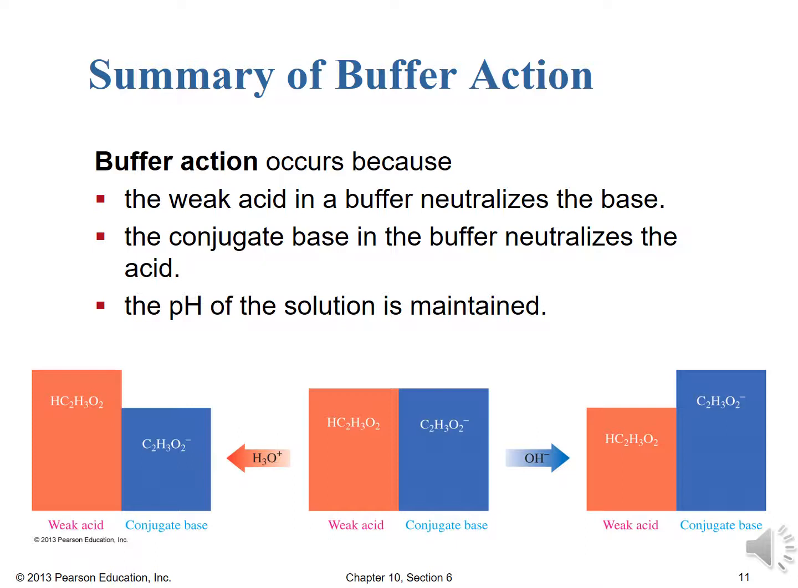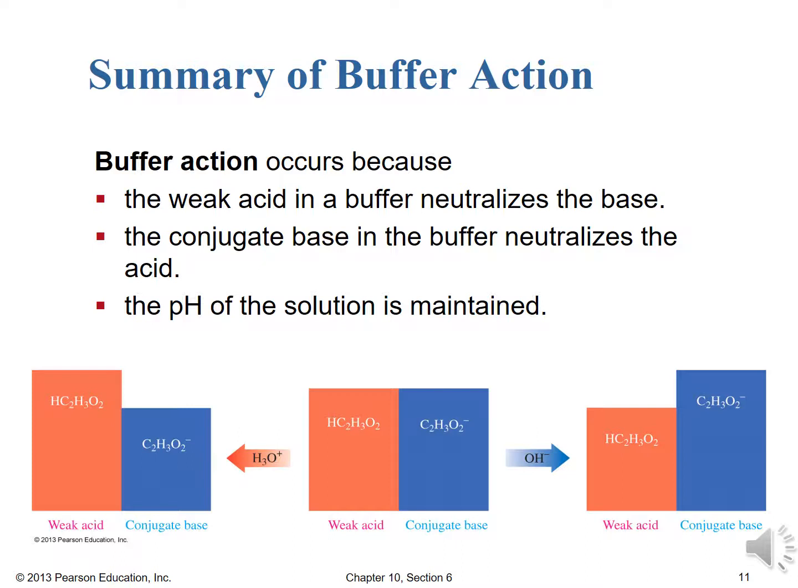So if we look in the center, we always like to start our buffers with roughly equal concentrations of weak acid and conjugate base, or weak base and conjugate acid. As we look to the right, that would show us adding OH minus, which means we're going to deprotonate some of that weak acid form and end up generating more of the conjugate base.